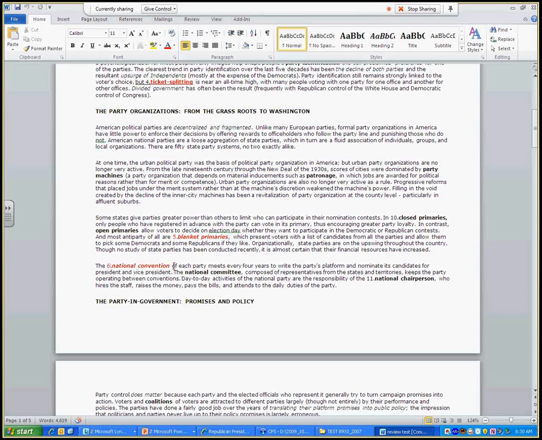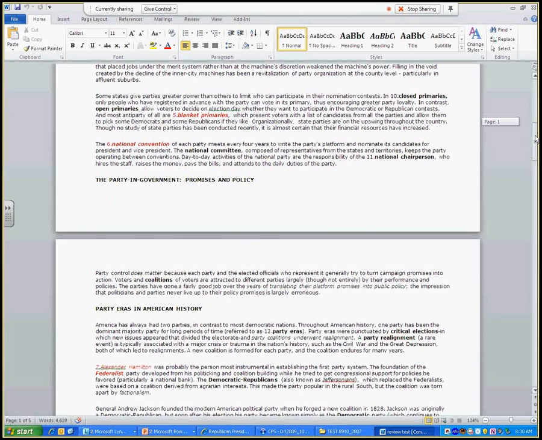And after all the primaries, we have the National Convention, and their main job is to write a party platform and to elect their nominee for president. And then the president will choose the vice president. But in the last couple of national conventions, everyone knew who was going to be elected because they had all the delegates ahead of time. So really, it's not a surprise anymore who wins.